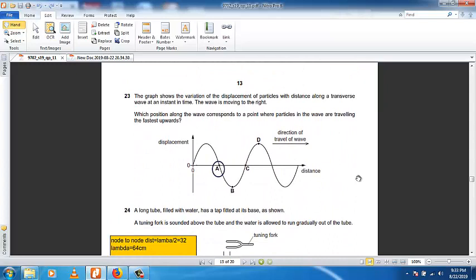Question number 23. The graph shows the variation of the displacement of particles with distance for a transverse wave at an instant in time. The wave is moving to the right. Which position along the wave corresponds to a point where particles in the wave are traveling the fastest upward? So for these types of questions, where particles are traveling the fastest upwards or fastest downwards or something like that, you just have to draw the next instant wave. For example, this is the current instant. You have to draw a wave which is displaced along the distance axis just like this. I'll show you how.